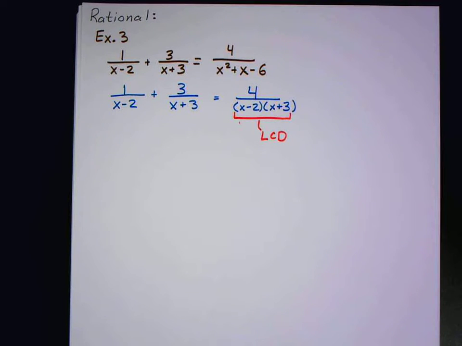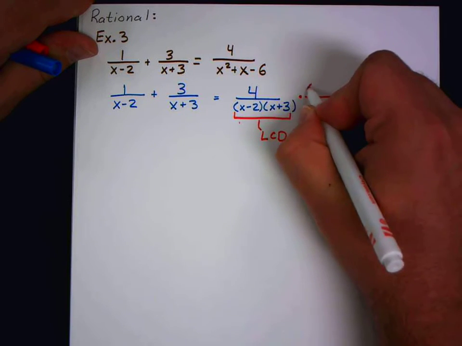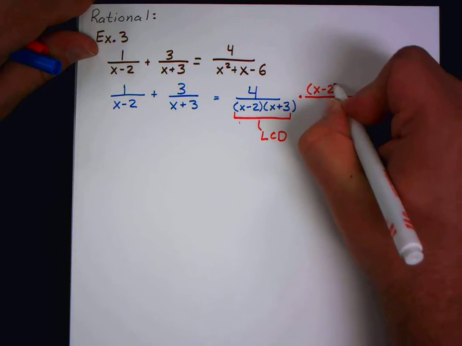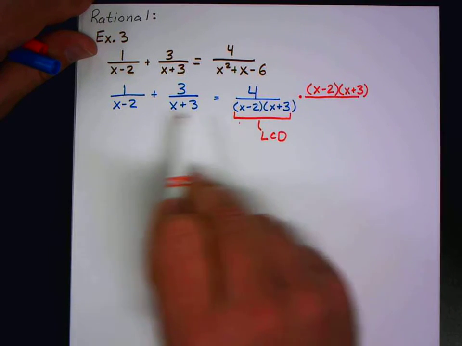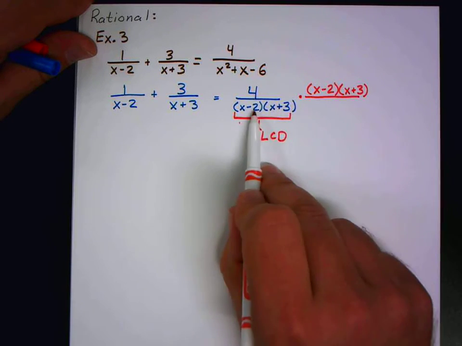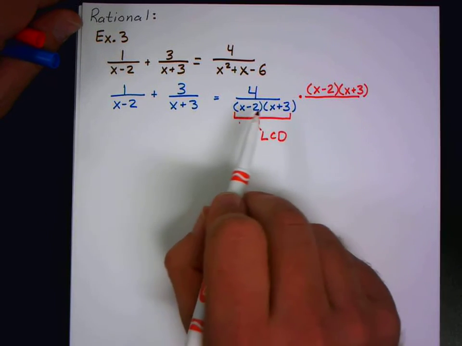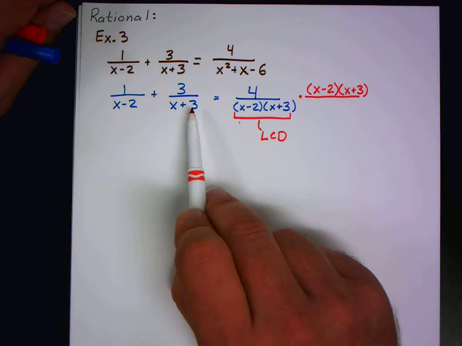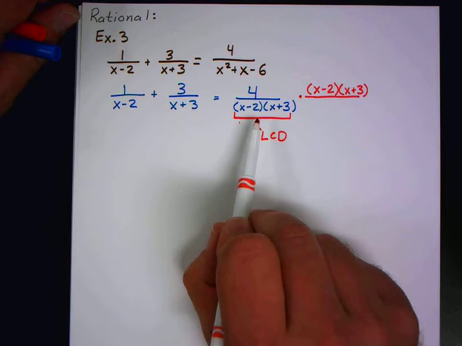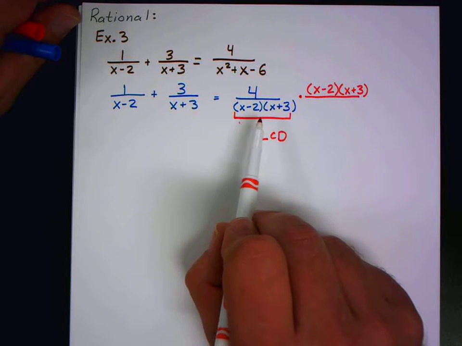So what I want to do is take and multiply by the lowest common denominator, because every denominator has those. If I were to make all the denominators the same, this one needs an x plus 3, right? This one needs an x minus 2. This one doesn't need anything. So that's what I would need to make all the denominators the same.